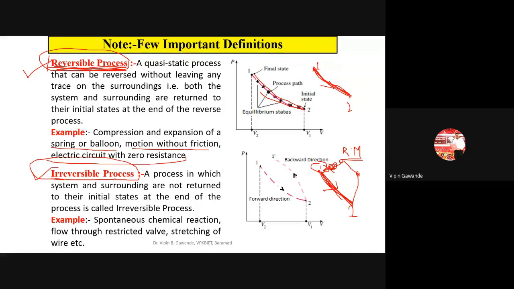Now, examples of the irreversible process: the spontaneous chemical reaction, flow through a restricted wall, stretching of a wire. So these are examples of the irreversible process. Irreversible process means that we have taken one process, but we are not coming back to its initial state. So that is called an irreversible process. So reversible process and irreversible process, these are the two types of processes.